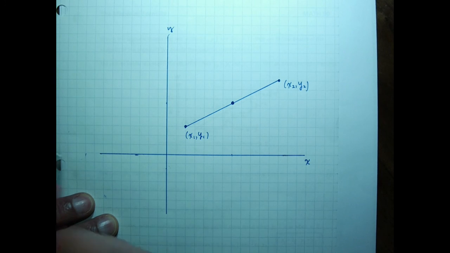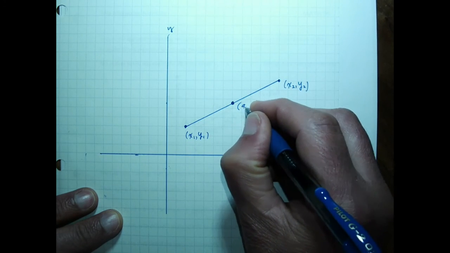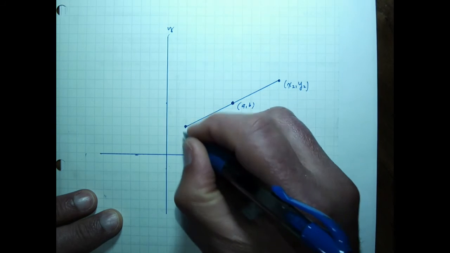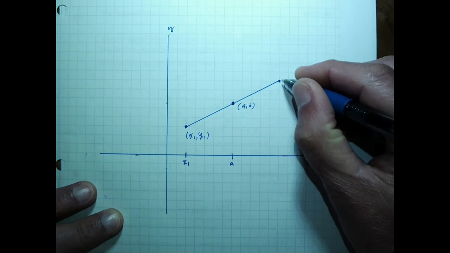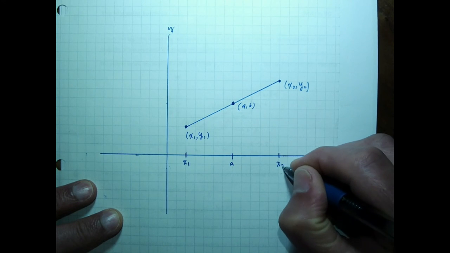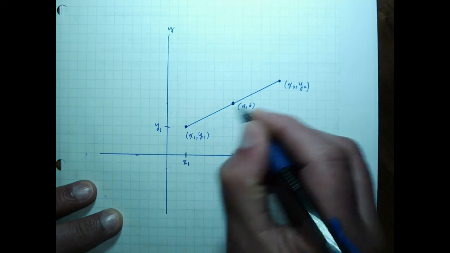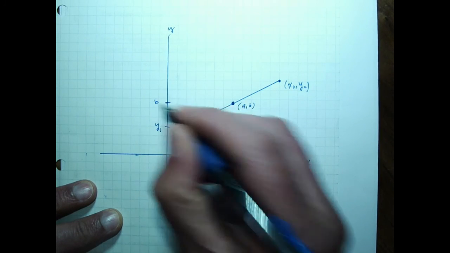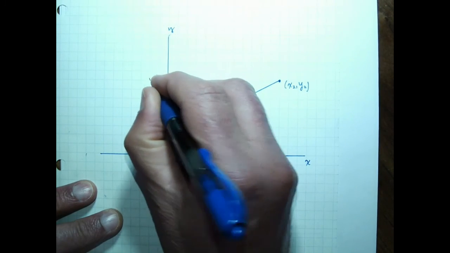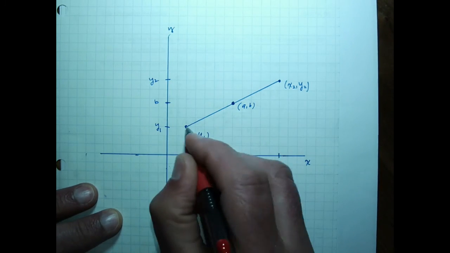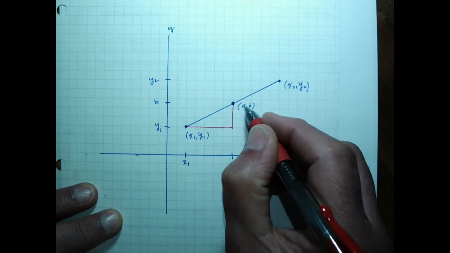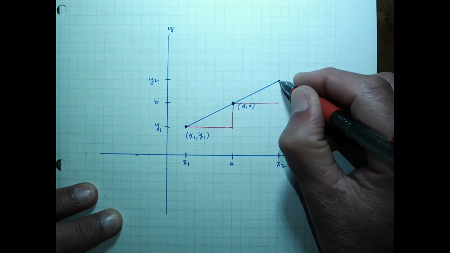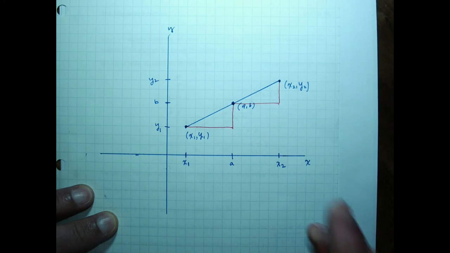One way to think about what's going on here is to call this midpoint AB, and then I'm going to label some coordinates here on the axes. This is x1, this is A, this is x2, this is y1, right about here is B, and up here is y2. If you imagine, we're going to draw two triangles. In this picture, we draw a line across and up to AB, and then across and up to the x2, y2 point.